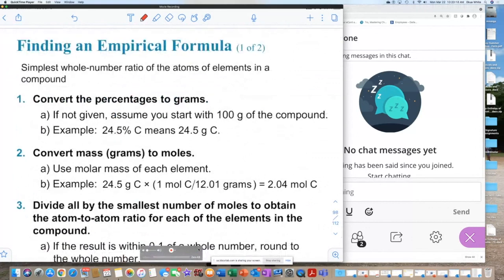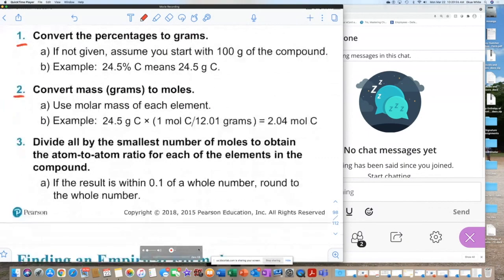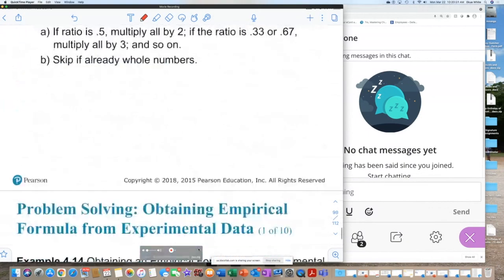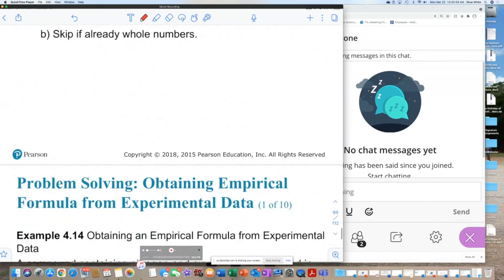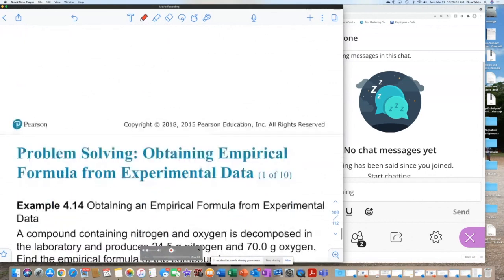These tend to be a lot easier to follow. Just follow the steps. They show you step by step how to find the empirical formula. You can follow the steps and figure this part out. I wanted to highlight the most difficult parts of this chapter, so I feel like I've done that.